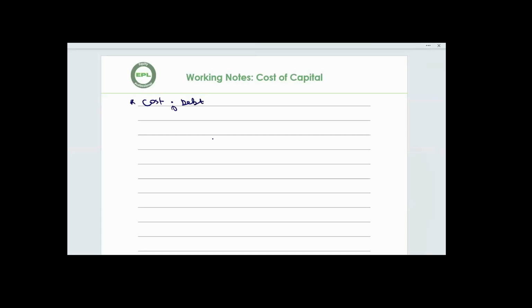Then we're also going to discuss cost of convertible securities. And then if time permits us, I will introduce you to weighted average cost of capital. So these are the three objectives that we want to achieve today. So let's take it one after the other.